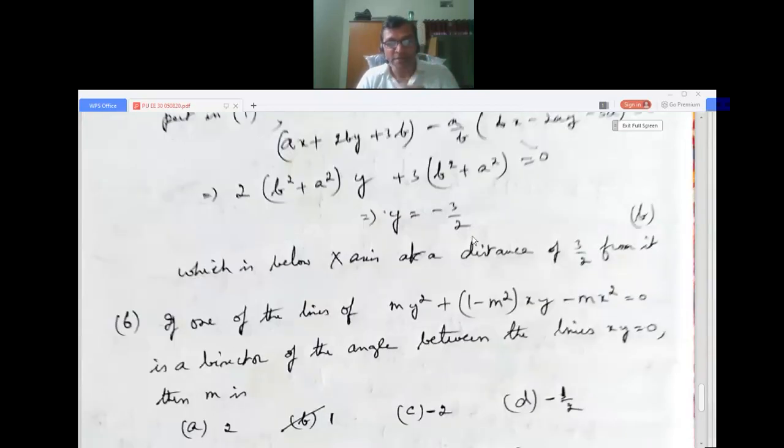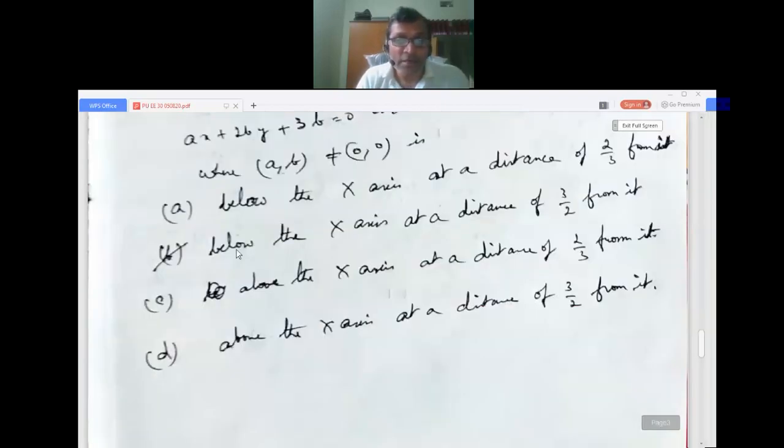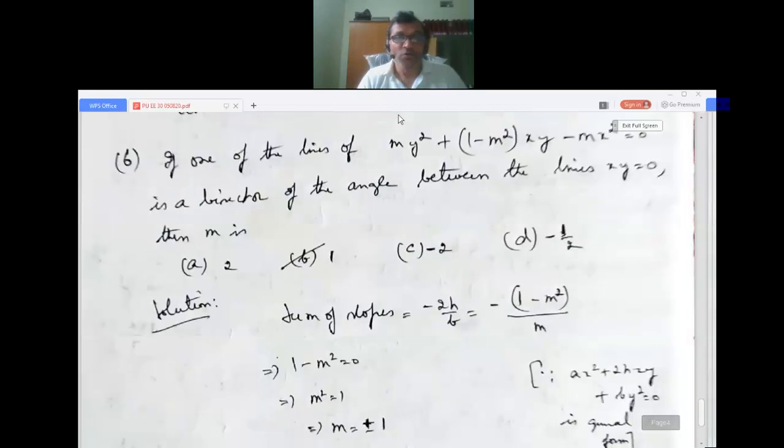So y is equal to minus k means it is the equation of a straight line parallel to the x-axis, k units below. Here y is equal to minus 3 by 2. So it is the equation of the straight line below the x-axis, parallel to the x-axis, at a distance of 3 by 2 from it. So clearly option B. So I hope you followed.